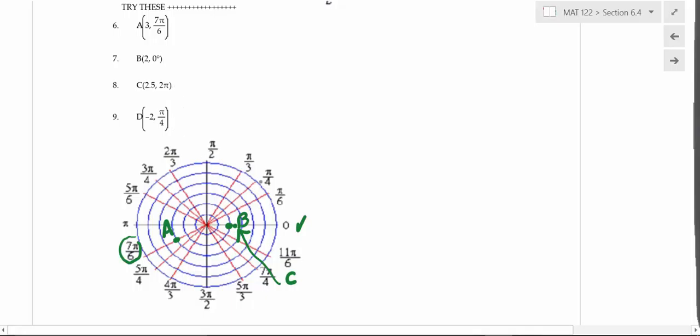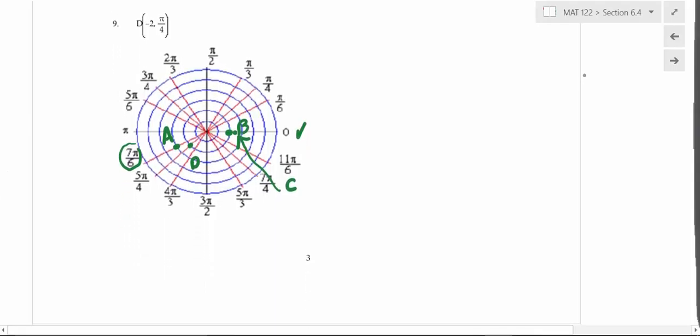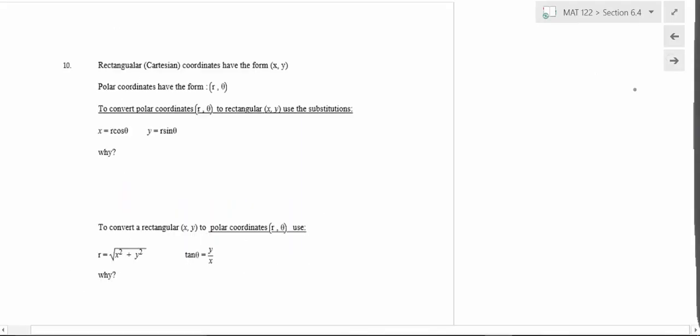Then the last one, you go to pi over 4. And since this one has a negative radius, you don't go towards it, you go away from it. So that point would be right in there as point D. Okay? All right. So that's how you plot polar coordinates. Very simple to do. Just remember how to handle the negative radius because that's a new idea to you.